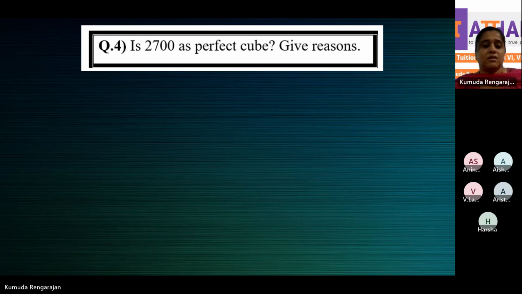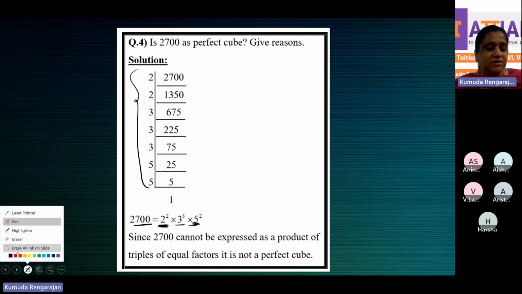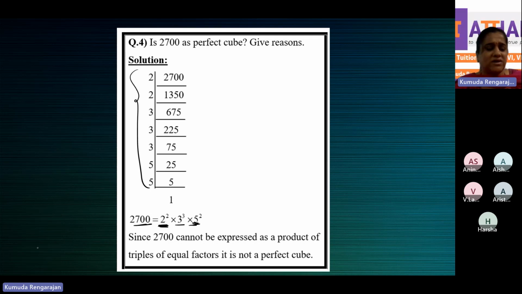After performing this procedure, we see that 2700 can be expressed as 2 square into 3 cube into 5 square. So it's not a perfect cube because the prime factors 2 and 5 do not occur in triples. You can even give that reason. Let me strike this out. What I've written here is correct. It's a very general reason. Let me make the reason specific.